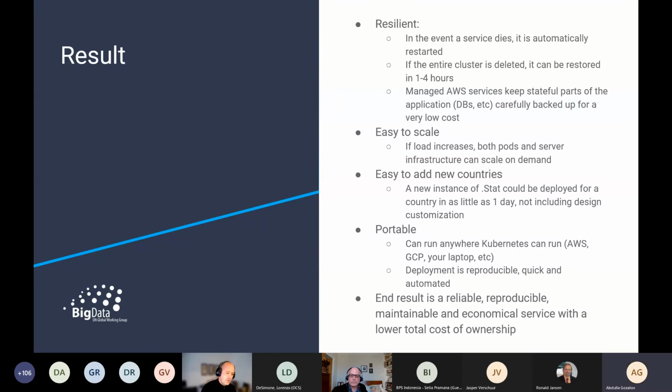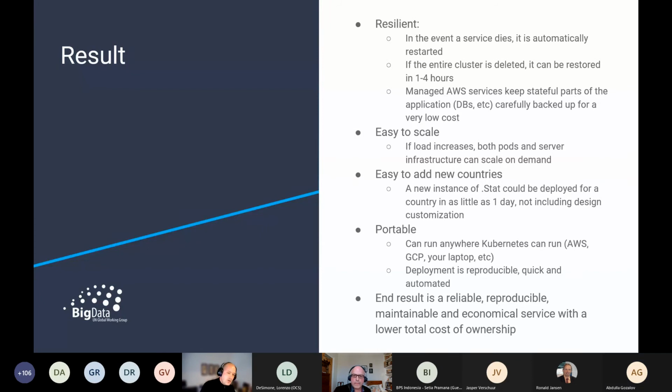So it's also very portable. In principle, you can run this anywhere. You can run it on your laptop. You can run it on the cloud. Deployment is reproducible, quick, and automated. And the end result is a reliable, reproducible, maintainable, and economical service with a lower total cost of ownership.